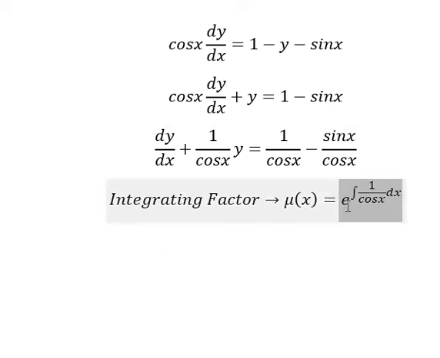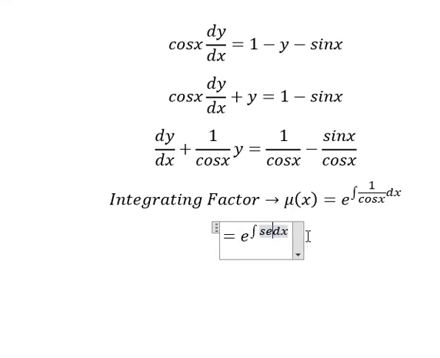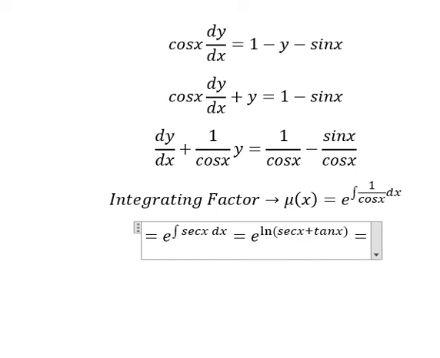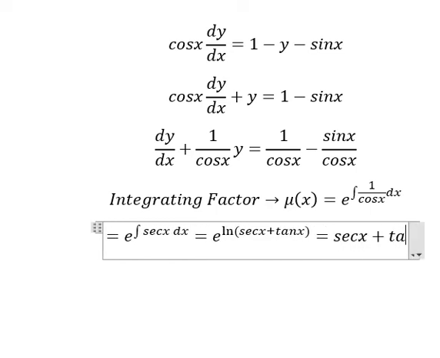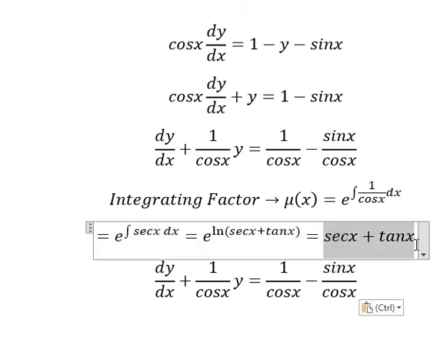So this one we have secant of s, and this one we have ln of secant of s plus tan s, and this one we have secant of s and tan s. That means we multiply both sides by this one.